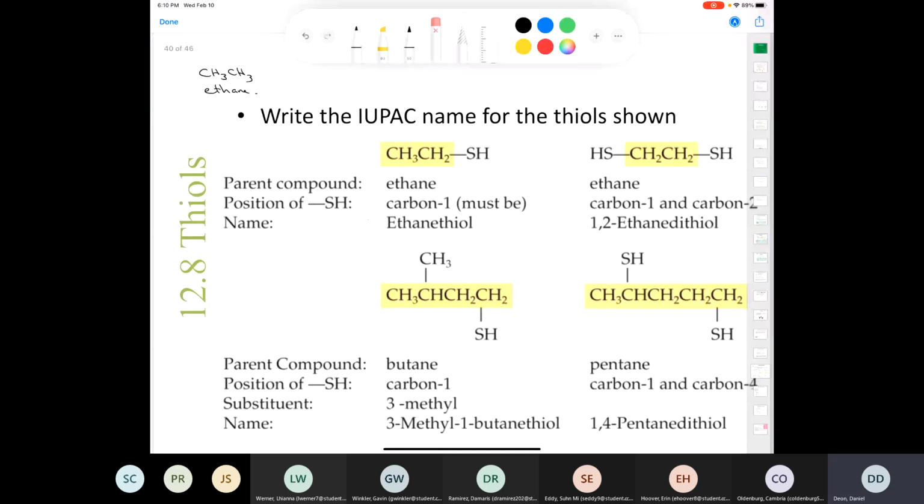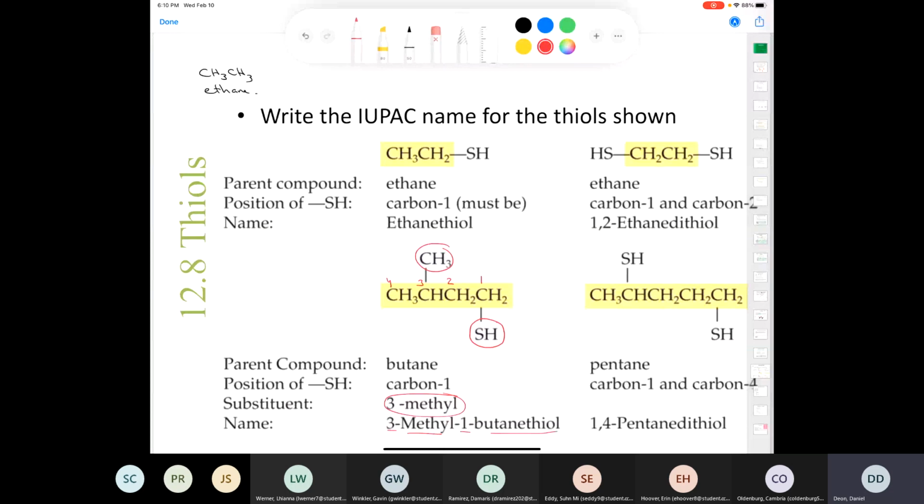Let's go down below it, okay, and look at this example right here. Same rules that we always follow. We find the longest carbon chain. It's highlighted in yellow. Here's our functional group. We want to give the functional group, the thiol, the lowest possible number, just like we did when we were naming alcohols. So we have 1, 2, 3, 4. We have a methyl group at the third carbon. So that's a 3-methyl. And so this becomes 3-methyl-1-butane thiol.